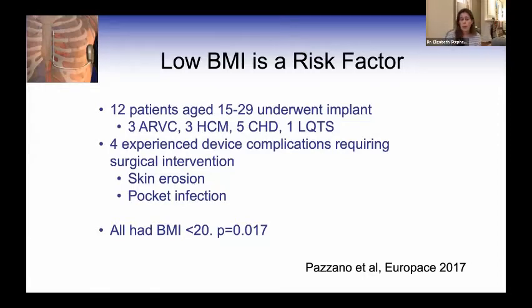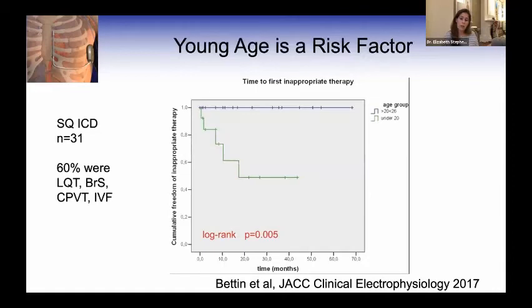So Pisano et al. in 2017 looked at their center experience. They had 12 patients who were between the ages of 15 and 29. And you can see there were 3 ARVC, 3 HCM, 5 with congenital heart disease, and 1 long QT patient. And of that group, 4 of them experienced device complications that required surgical intervention. And they were all around infection and erosion. And all 4 of those were quite small, with a BMI of less than 20. So that may be something that we should be looking for as a risk factor for people that are more likely to have device complications.